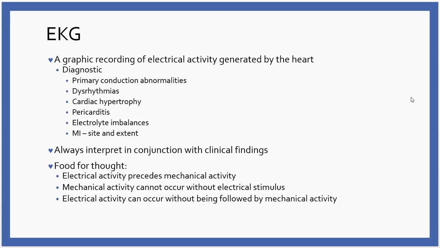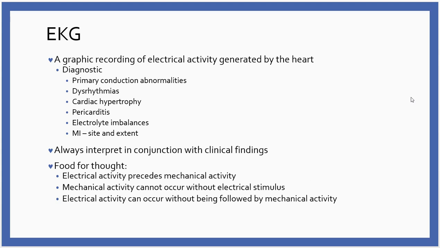It can show us primary conduction abnormalities, examples of that would be heart blocks and things like that. It can show us dysrhythmias, cardiac hypertrophy, pericarditis, and electrolyte issues. You all probably learned that patients who have hyperkalemia will have flattened P waves and tall T waves. And heart attack: if we suspect a heart attack, one of the first things we want to do is get a 12-lead EKG. That 12-lead can tell us if there is a STEMI, and what part of the heart is affected.